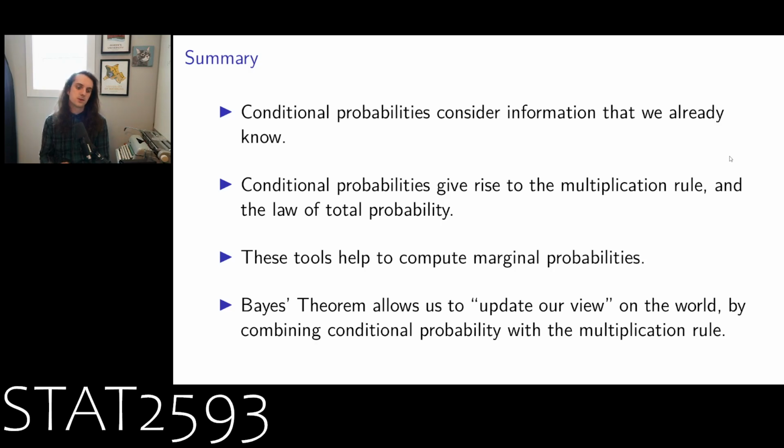Bayes' theorem is going to allow us to update our view about the world by switching which conditional probabilities we're talking about. So we combine conditional probabilities and the multiplication rule, and that allows us to switch from the probability of A given B to the probability of B given A.